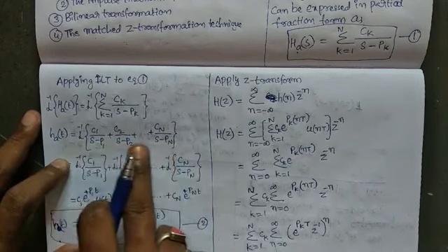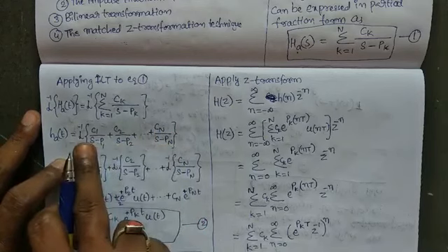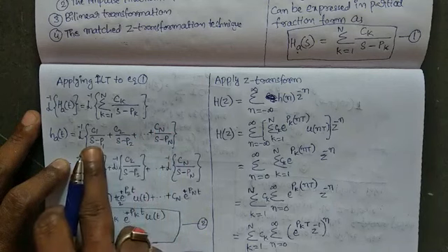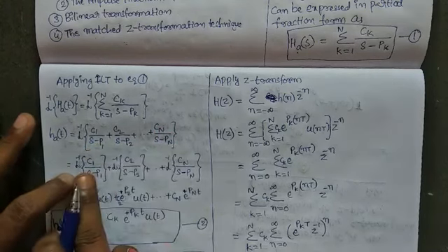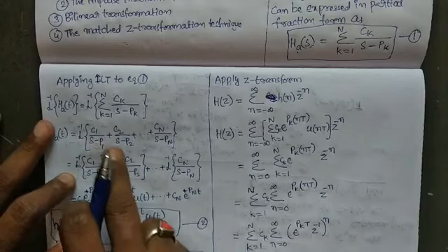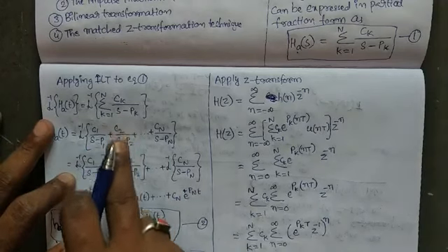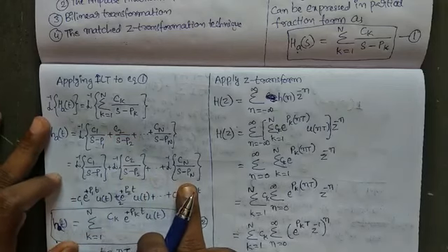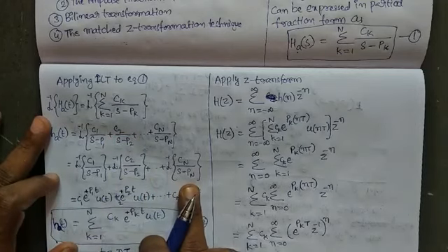We separate the inverse Laplace transform, applying it to each function individually: the inverse Laplace transform of c1 by s minus p1, plus the inverse Laplace transform of c2 by s minus p2, and so on, plus the inverse Laplace transform of cN by s minus pN.